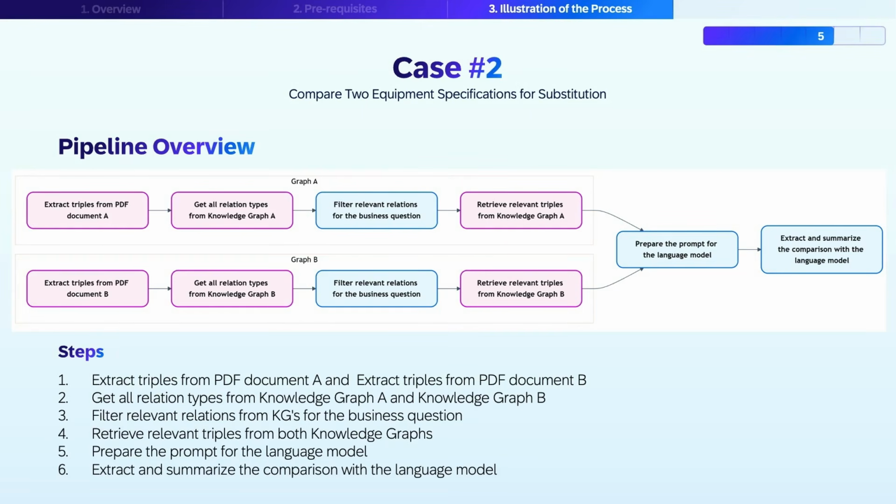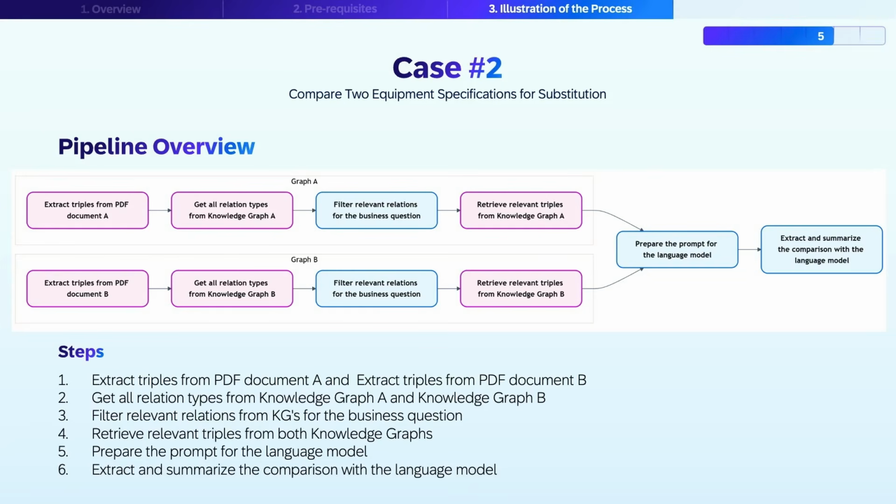Manual comparison is labor-intensive and error-prone. That's why we automate it. Let's walk through the pipeline steps shown in the diagram. Extract the triples from each document. Both PDFs are processed independently to extract technical facts into structured knowledge graphs.